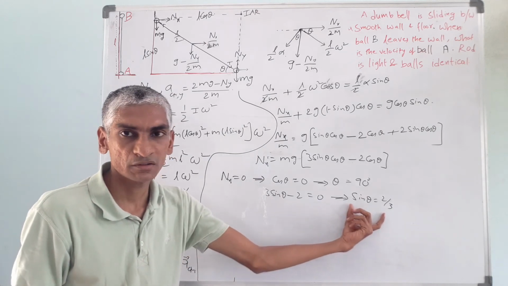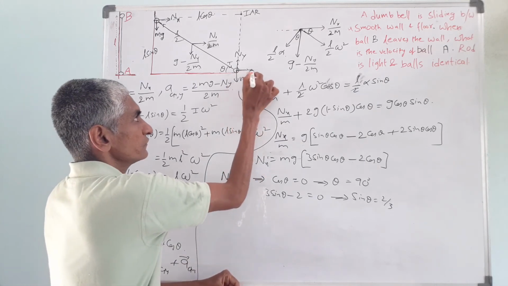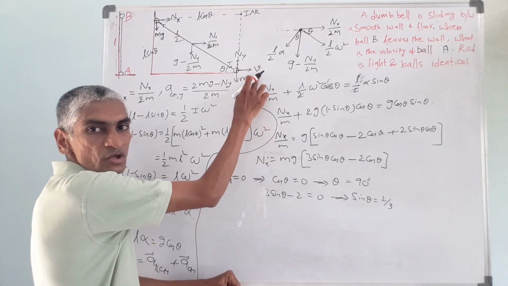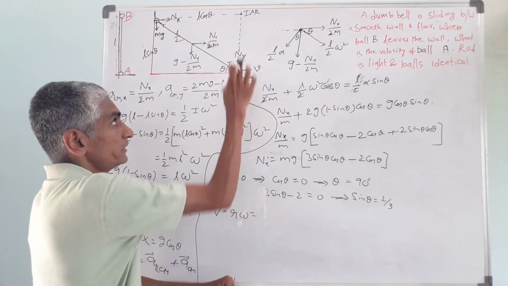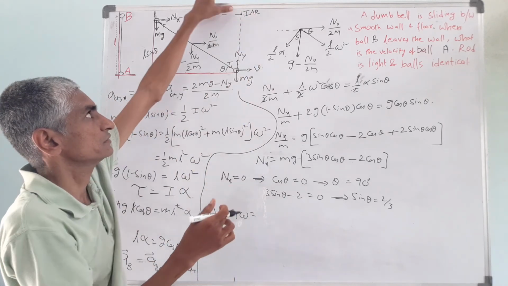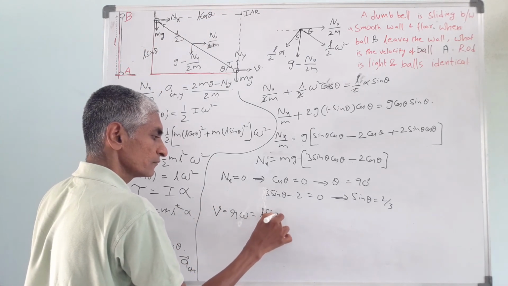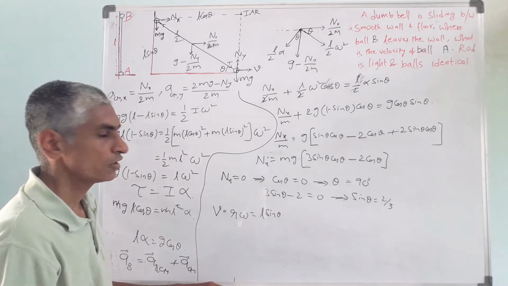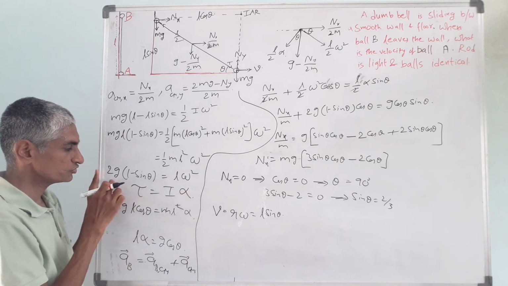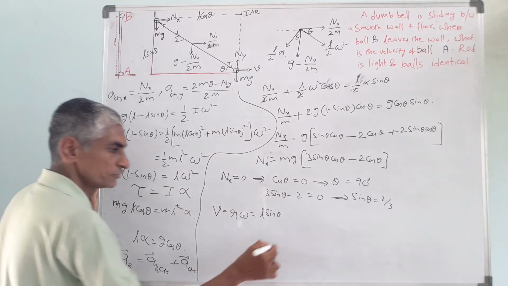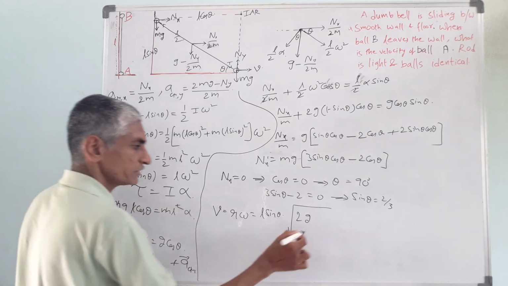So once you get the theta value, you can write the velocity, because the question finally asked is to find the velocity of this ball. How do you write the velocity of this ball? Simply I am writing r omega. The radius of rotation of this ball from the axis is L sin theta into omega value. How do we write omega value? You see, from this I am writing omega square value as 2g into 1 minus sin theta by L, so omega is root of 2g into 1 minus sin theta by L.